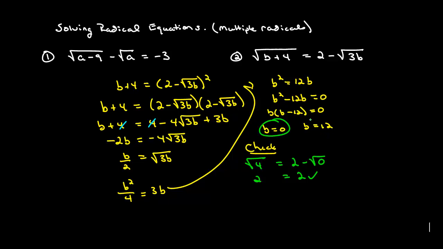Now let's check 12. So when I plug in 12 here, I get the square root of 16, which is 4. And over here, I get 2 minus the square root of 12 times 3, which is 36. So that's 2 minus 6, which is negative 4. And so that does not check. So b equals 0 is my only solution.